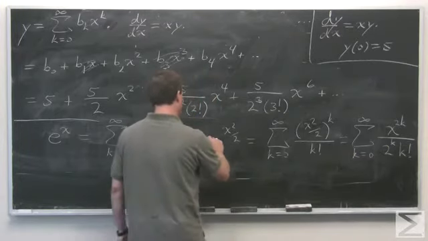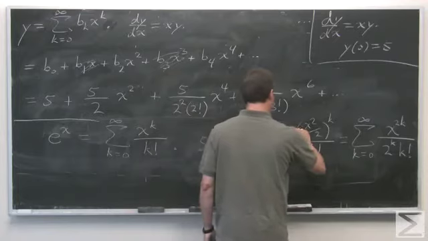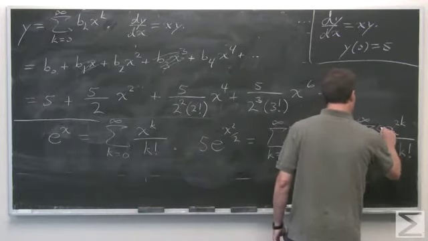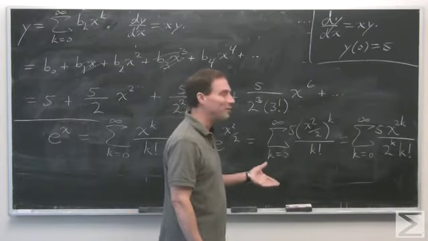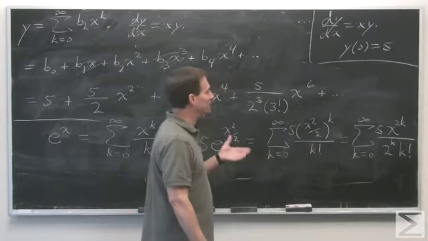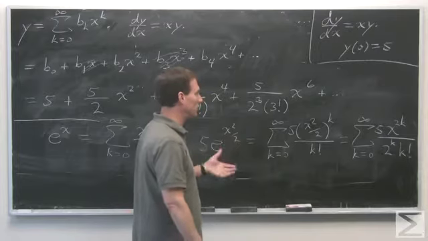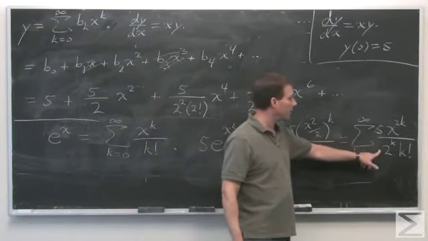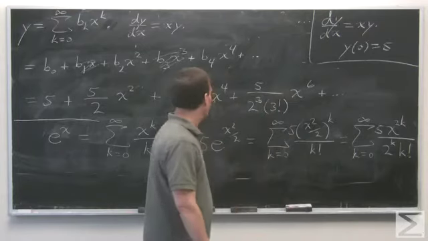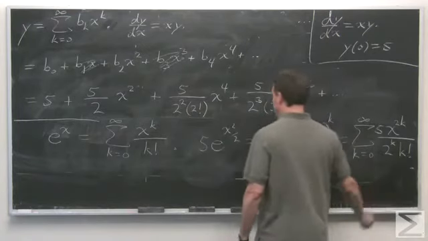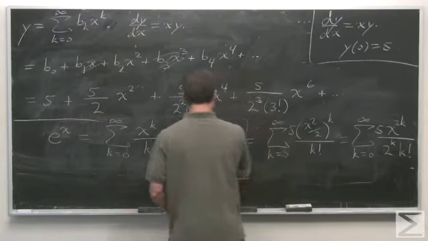So you get this, and that's e to the x squared over 2. What does multiplying by 5 do? It just multiplies each term by 5. So you get this, which means that the coefficient in front of the x to the 2k term, so b sub 2k, is 5 divided by 2 to the k times k factorial, which is exactly what we found for our coefficient. So yes, it is exactly 5e to the x squared over 2.